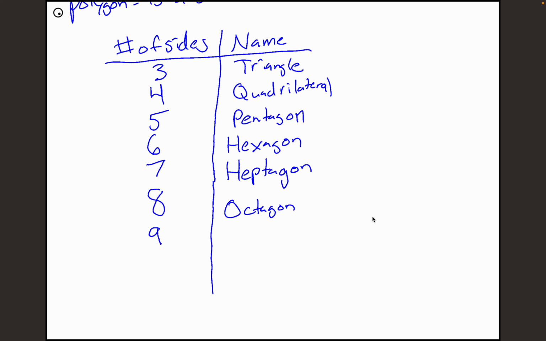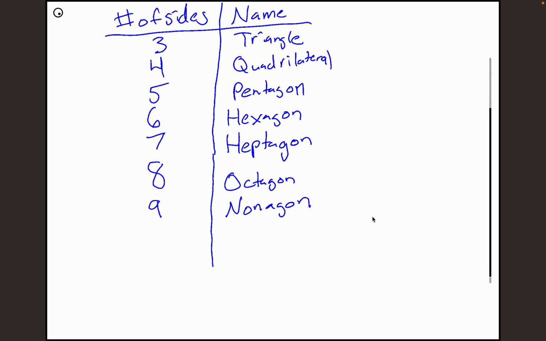9-sided shape. This is a nonagon. A decagon. Yeah, 10 is decagon.